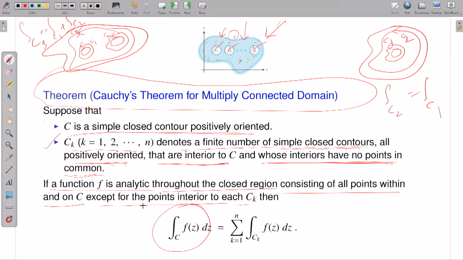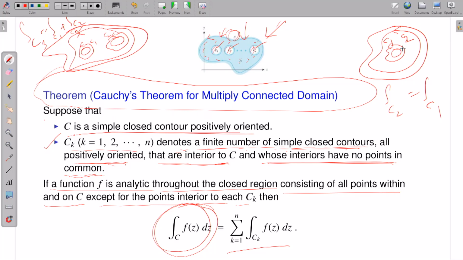I have a bigger contour C, which lies inside the blue region, and interior to the domain bounded by my simple closed contour C, I have n many simple closed contours C1, C2, ..., Cn, where the intersection of the interiors of the Ci's is empty. Of course, the interiors of each Ci are not part of the domain. If these things happen, then the contour integration over the larger contour C is the same as the sum of the contour integrations over C1 plus C2 up to Cn.